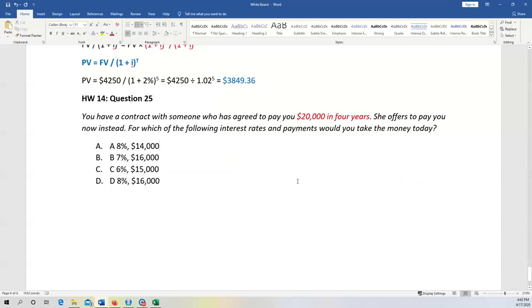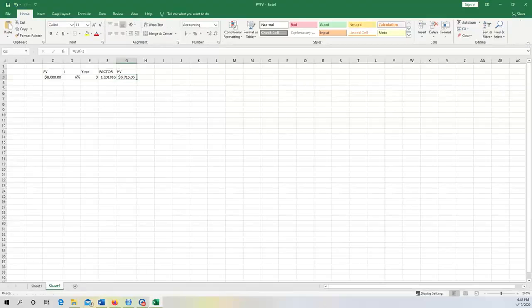So you may take $14,000 right now with 8% interest rate. You may take $16,000 right now with 7% interest rate. Or you may take $15,000 right now with 6% annual interest rate. So which option is better? That means which option gives you a future value in 4 years which will be bigger than 20,000 US dollars. We can use a spreadsheet to calculate this question.